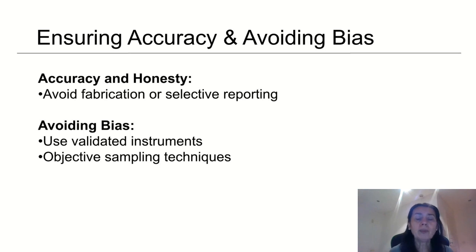Another important aspect when we collect data is the bias. We should try to avoid biases. That's why we should try to use validated instruments. So, for example, methods and instruments that have been previously reported. And also we should have objective sampling techniques. And it's very important, for example, to calculate the sample size before we start a project to be sure that whatever we collect is valid and reliable.